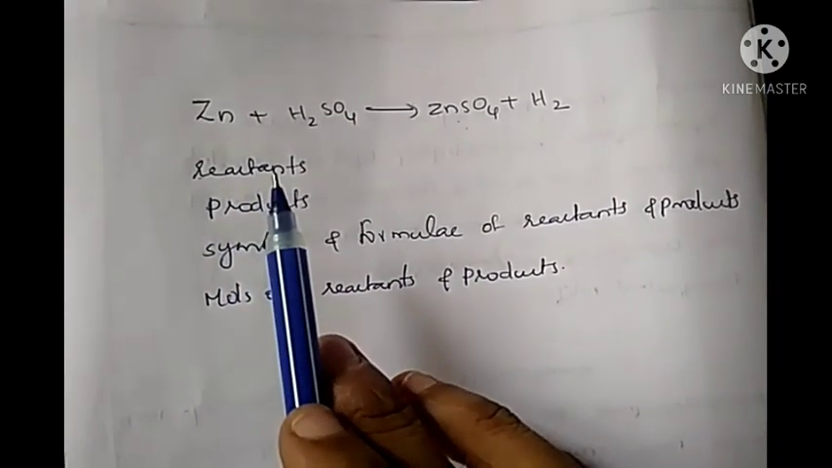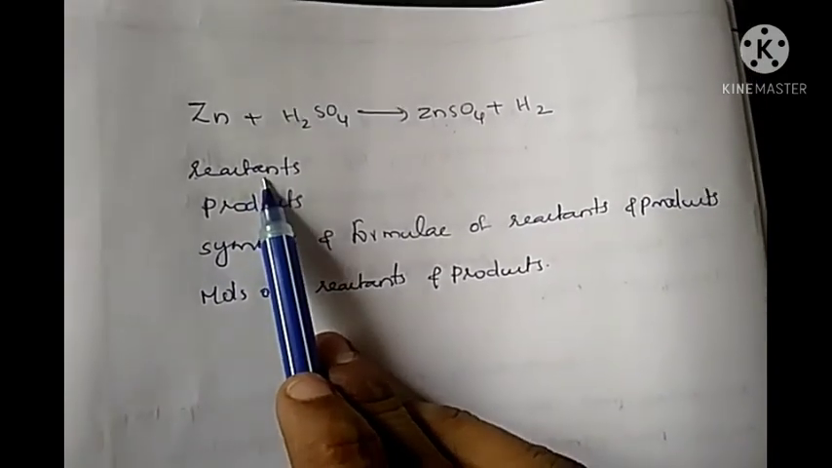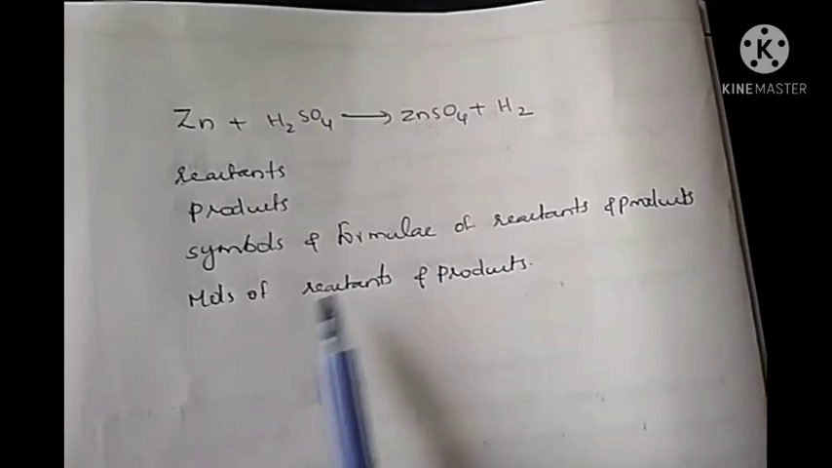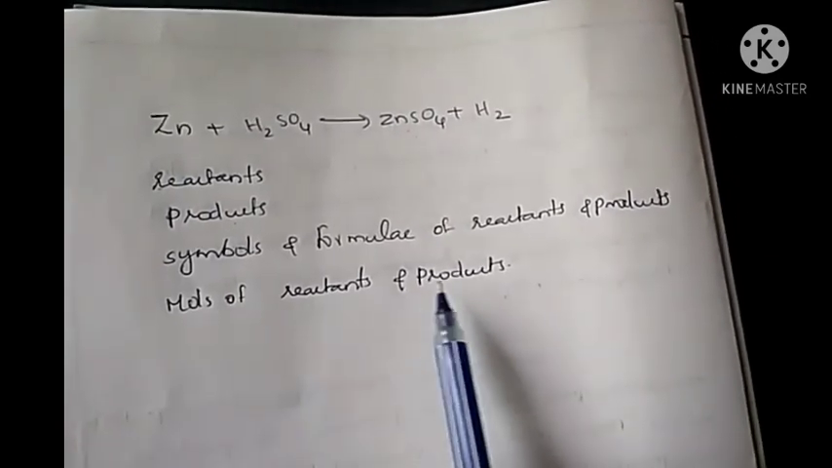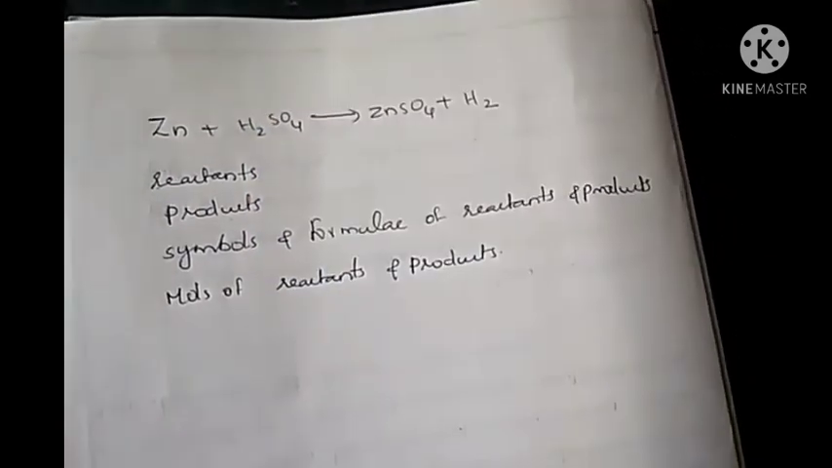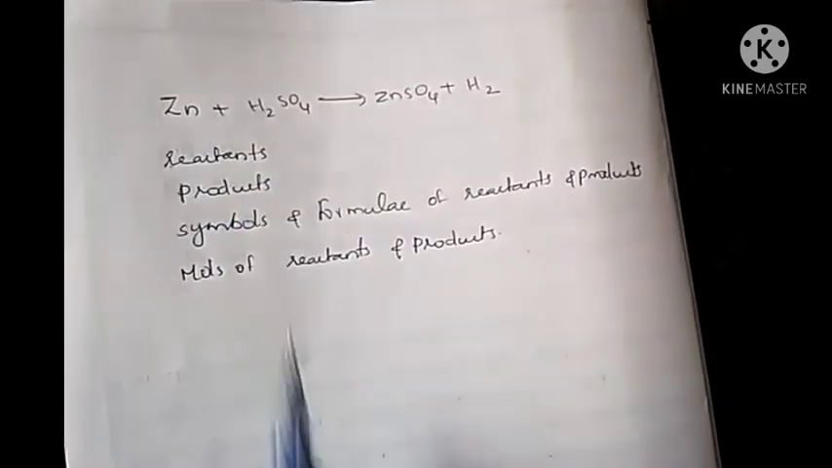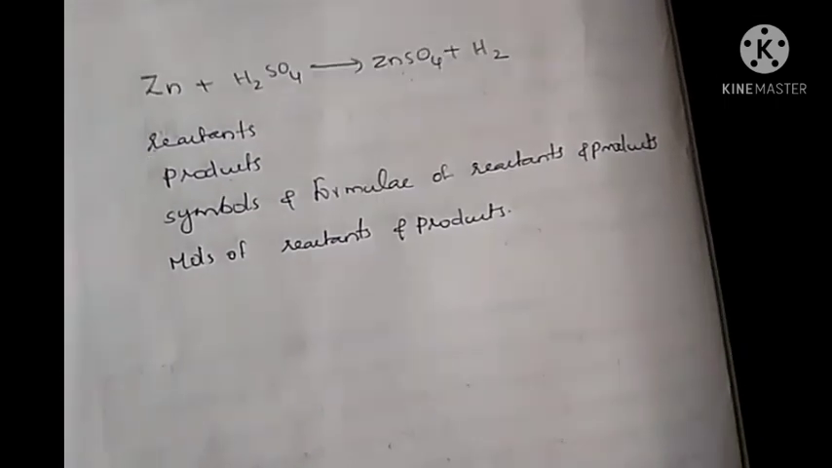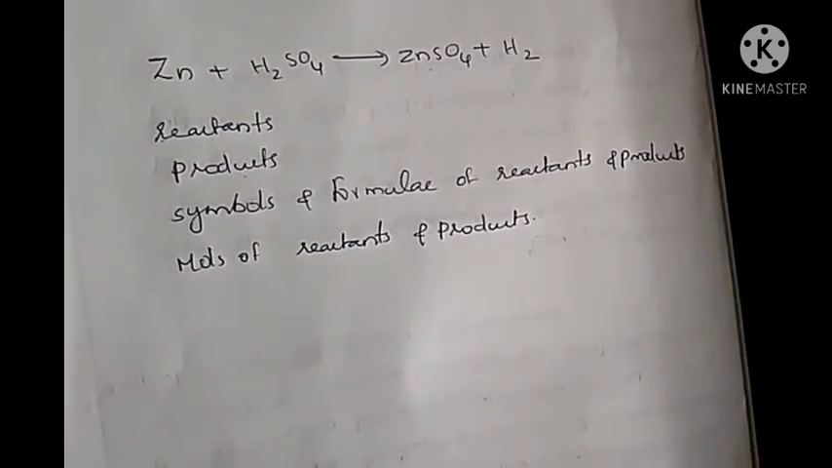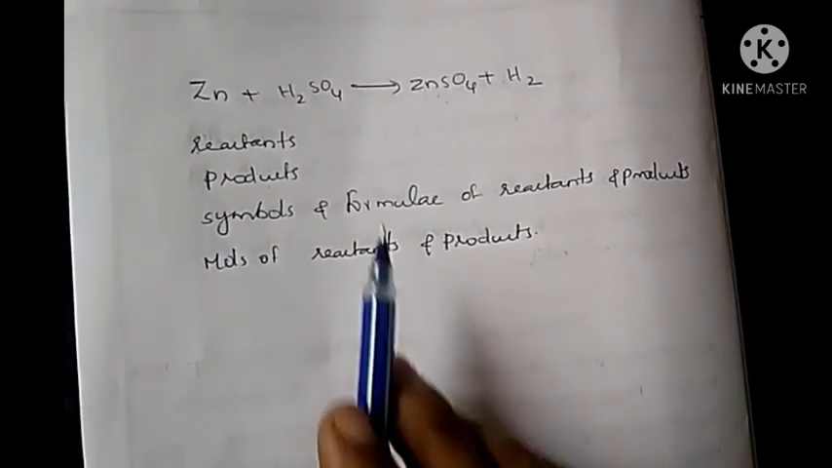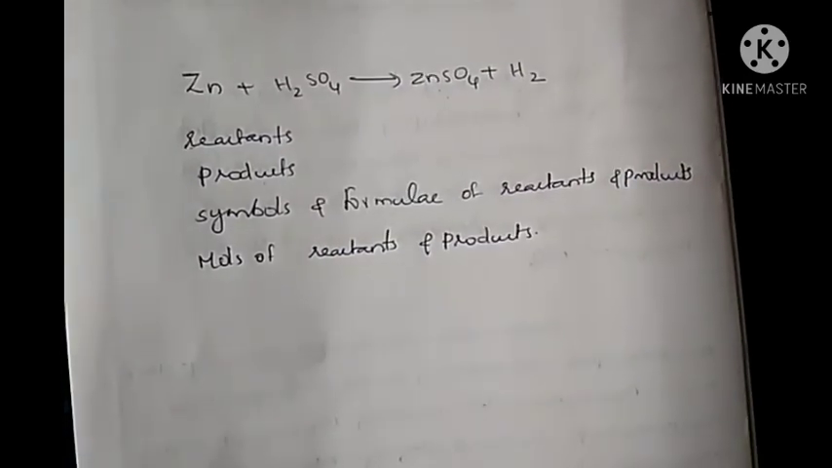From a balanced chemical equation, we can identify which are the reactants, which are the products, what are the symbols and formulas of reactants and products, and how many moles of these reactants and products are involved in this chemical equation. All these things we can identify from this balanced equation, and this balanced equation we can make more informative by adding some additional information. How can we do that? What all information can we add to make the equation more informative? That we can study now.